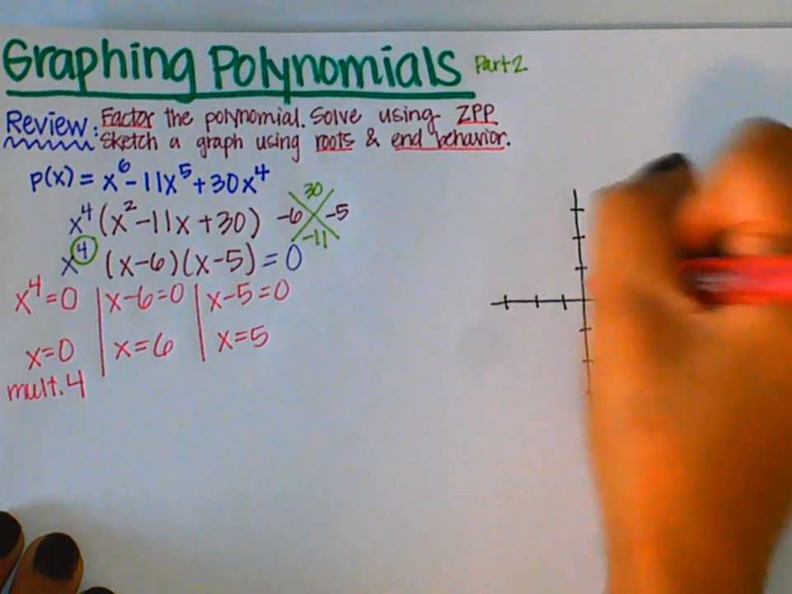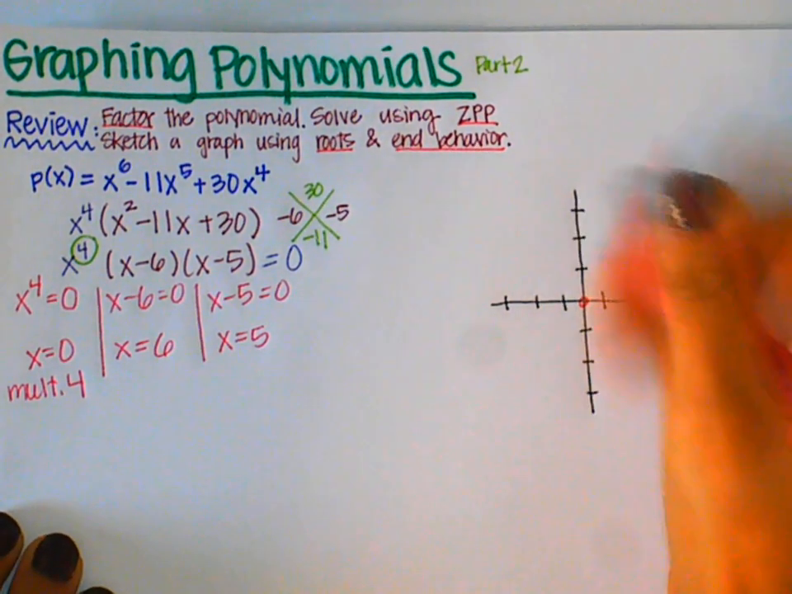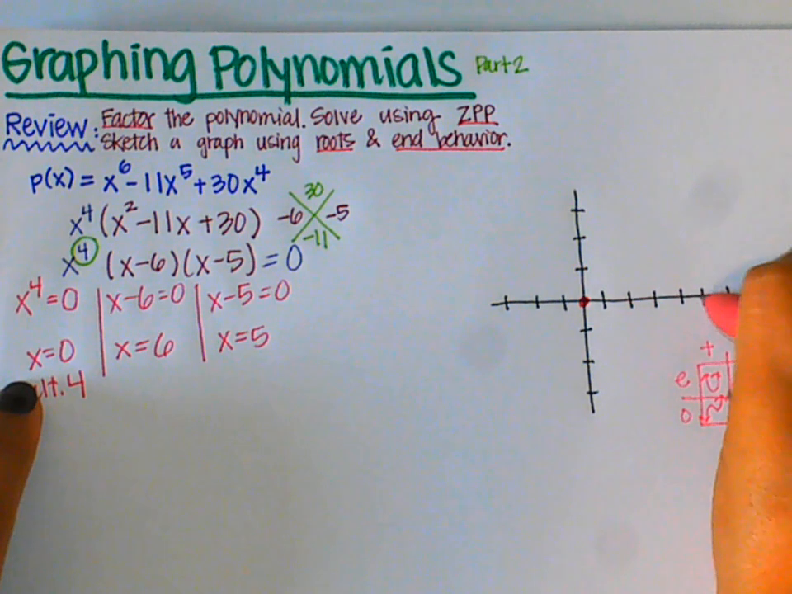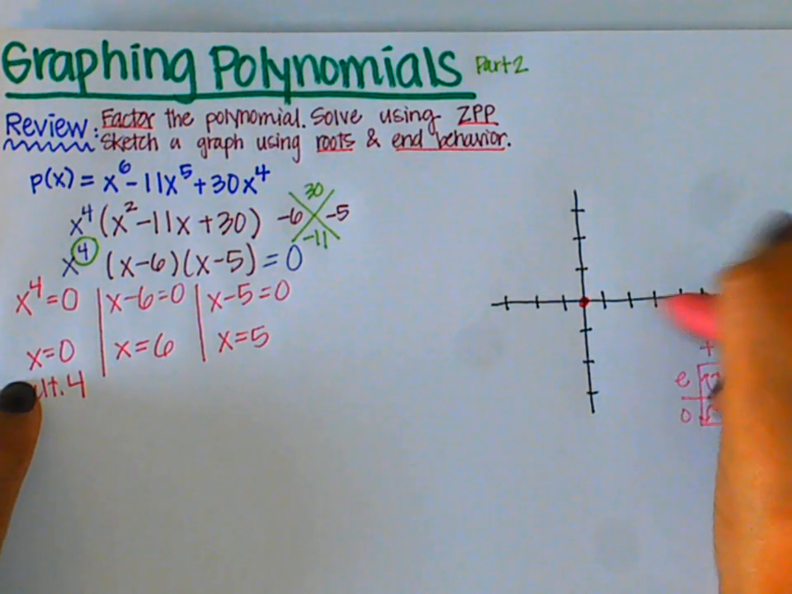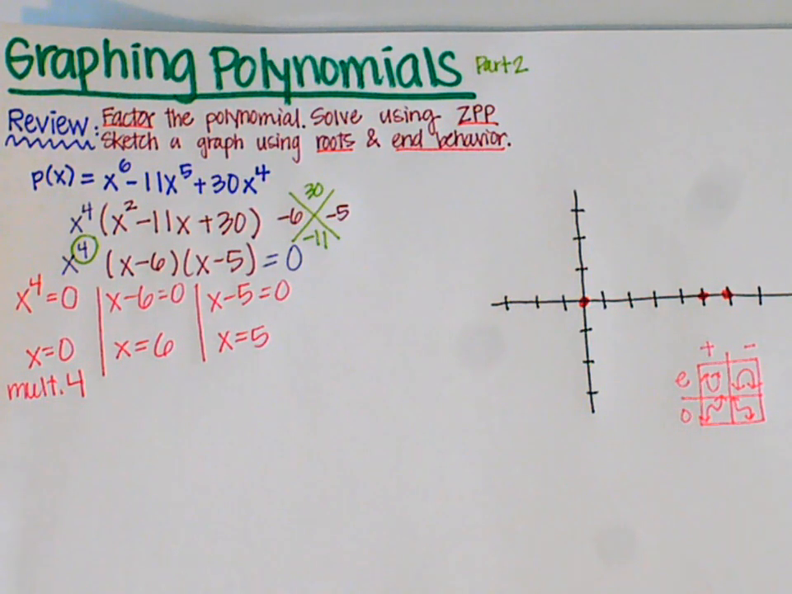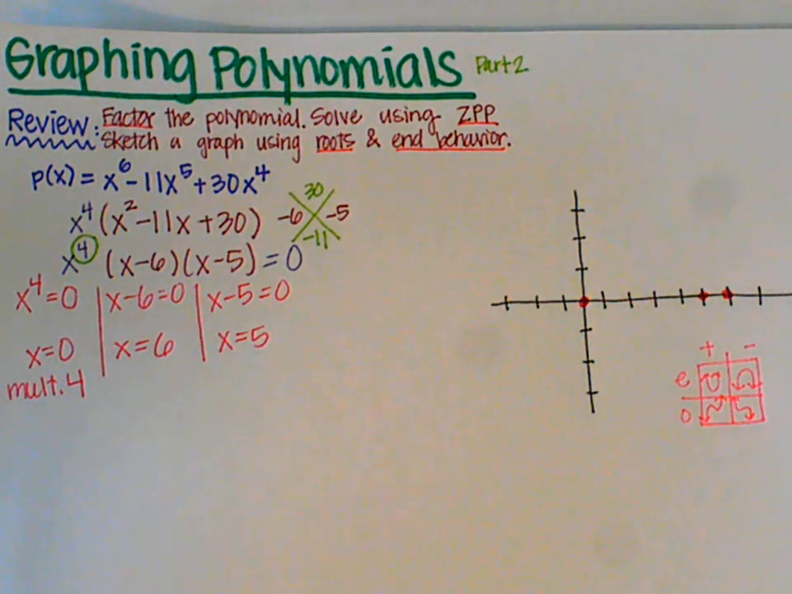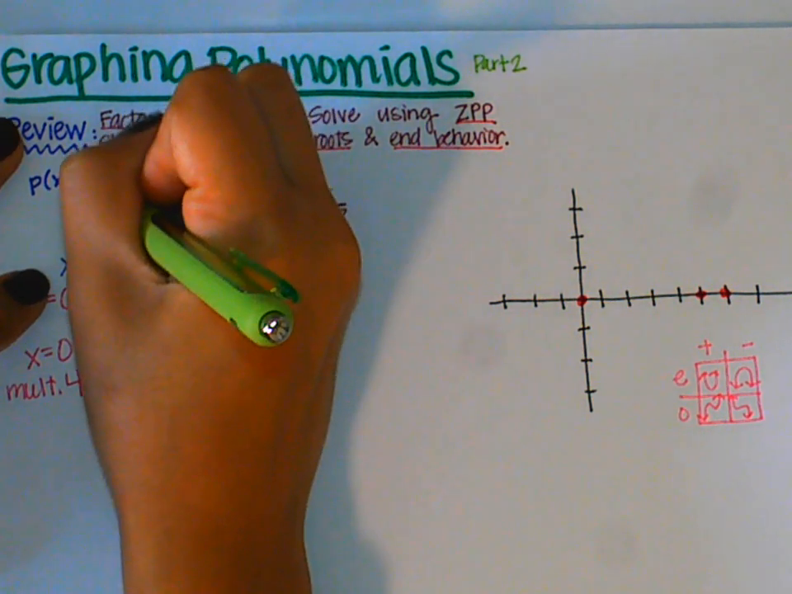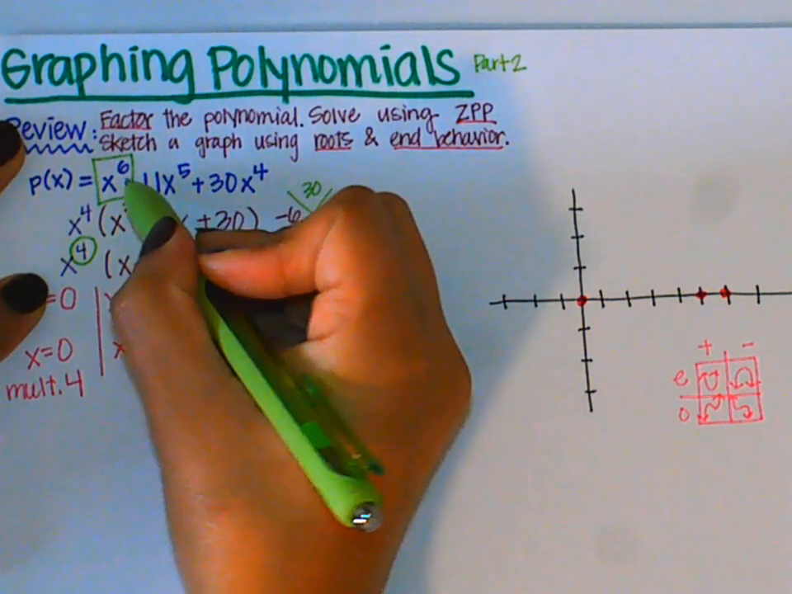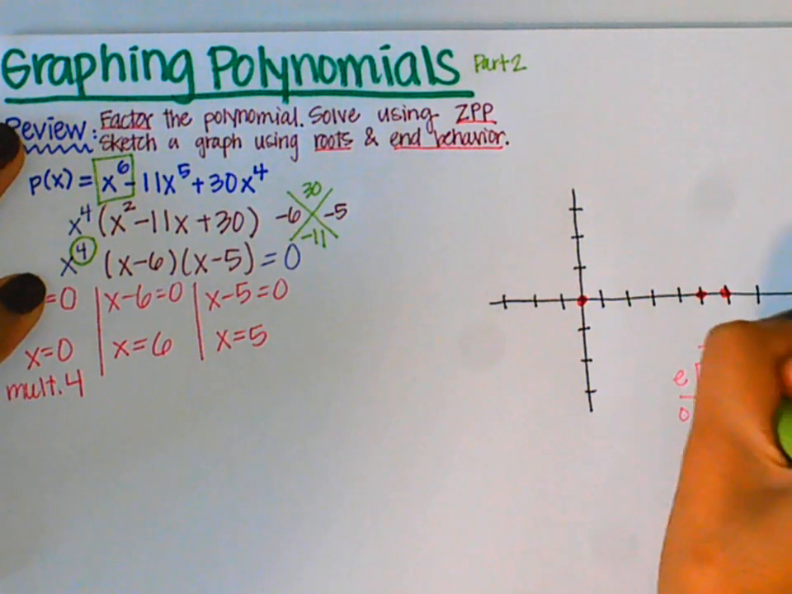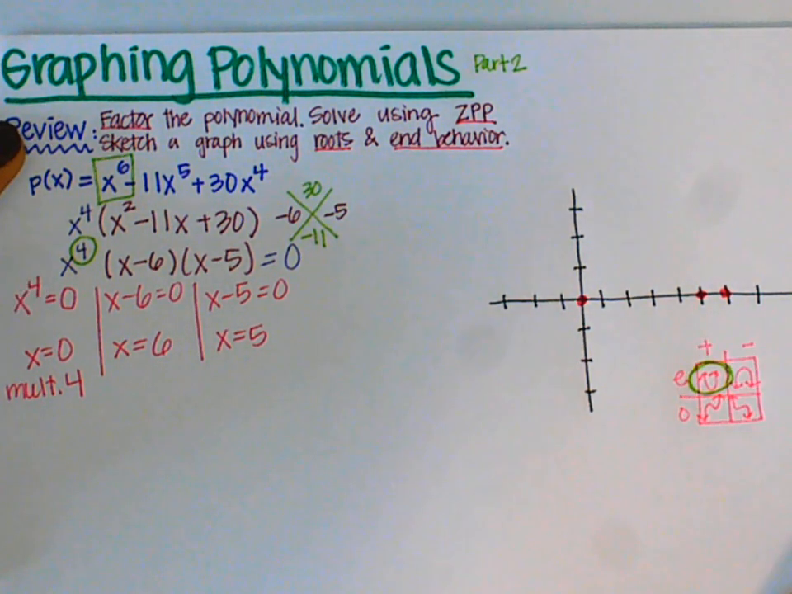So I have a 0 from here. I have a 1, 2, 3, 4, 5, and 6. Okay, now I'm going to use my end behavior. So I'm looking at this first term right here. I have an even exponent and it's positive. So even positive, my end behavior will look like this.